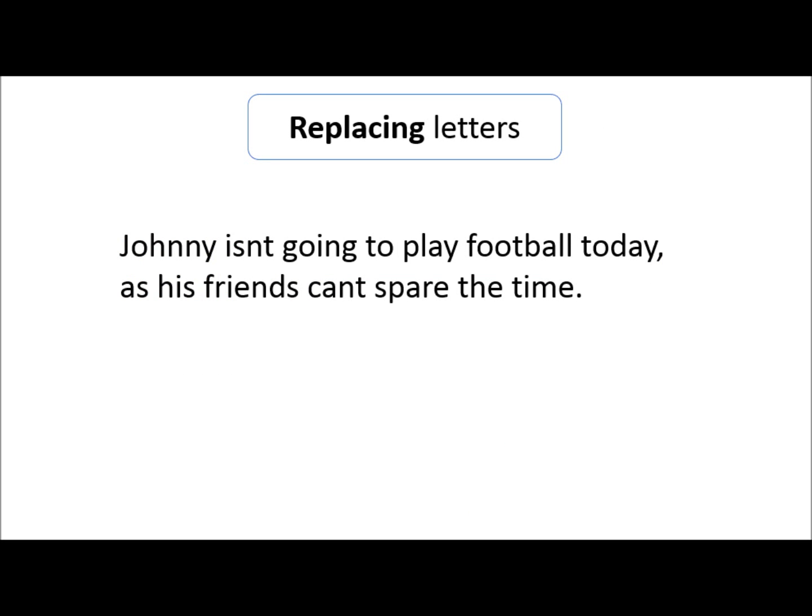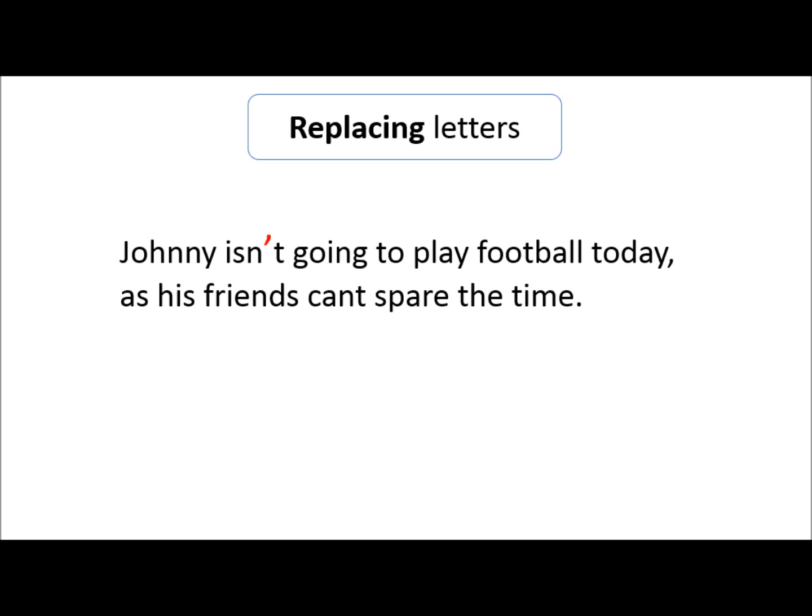So here is an example of a sentence that requires apostrophes. First of all, with the first reason, replacing letters. Johnny isn't going to play football today as his friends can't spare the time. So the second word of the sentence, isn't, will need an apostrophe because we are shortening is not to isn't. The apostrophe replaces the letter O. Secondly, we need to replace the letter O again in the word can't. His friends can't spare the time, as we are shortening can not.